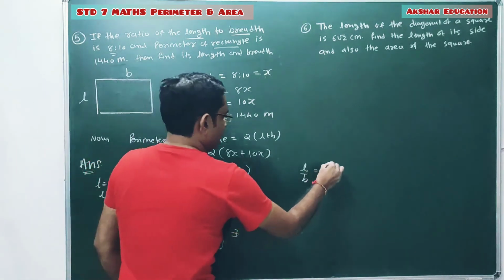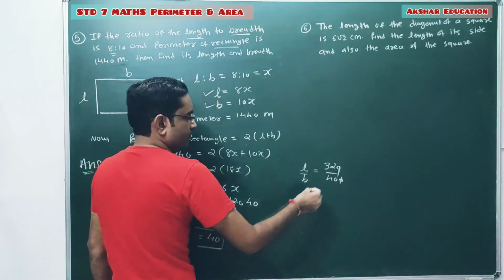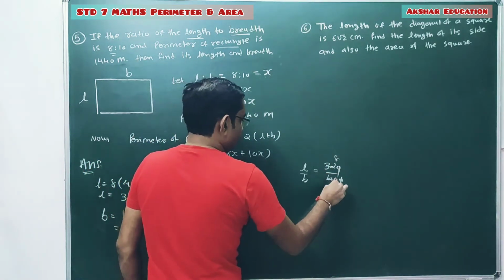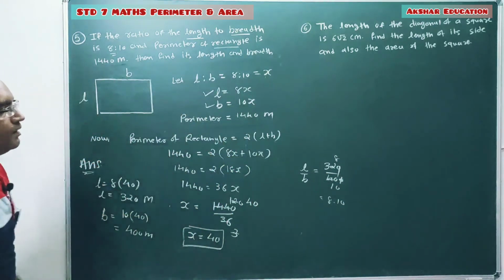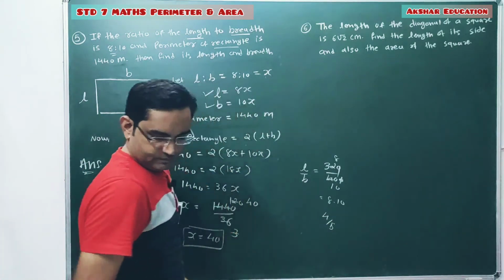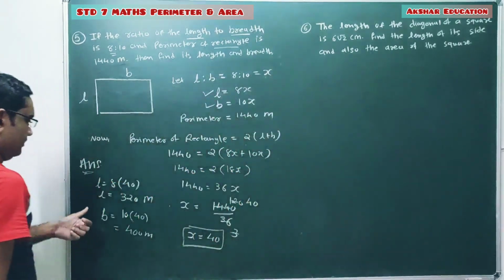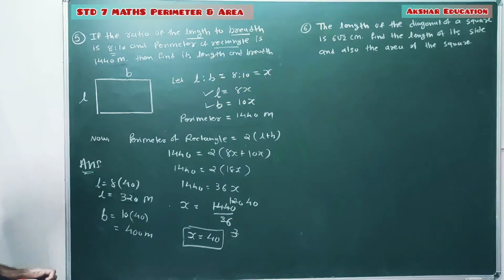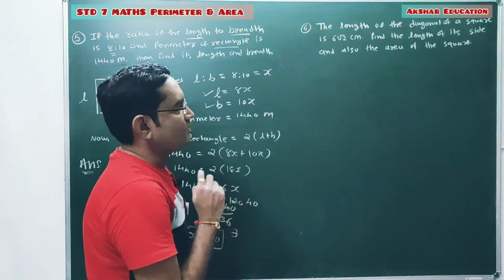So our length is 320, breadth is 400. 0 0 cut. Again 4 8s are, 4 10s are. So it's 8:10. And simplified, it's 4:5. So this is not our answer. The dimensions of this rectangle, length and breadth, are our answer. Length of the rectangle is 320 meter, breadth is 400 meter. Clear students? Now check your question number 6.